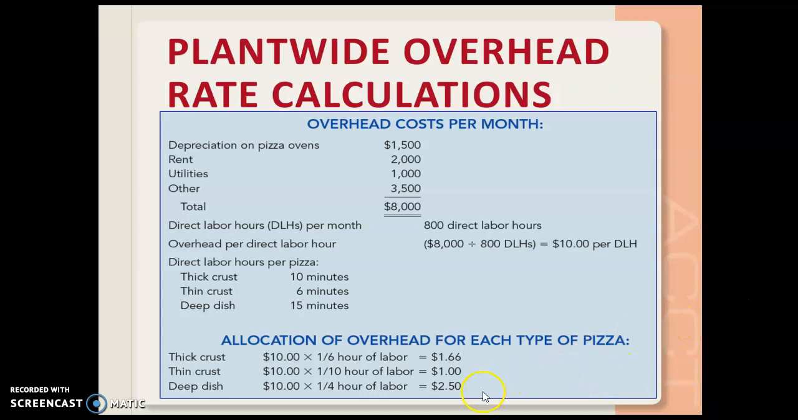So if it costs us $7.50 to make that deep dish pizza, then we're probably going to want to make sure we charge maybe double. We would have to look at our other costs, but at least we know that the product itself costs us how much it costs us.